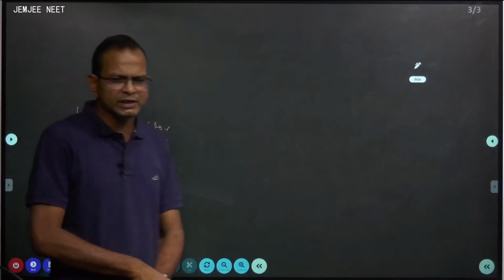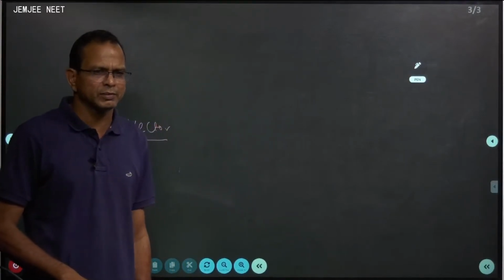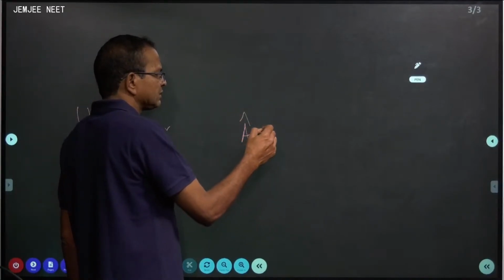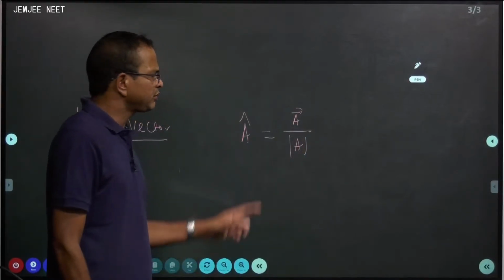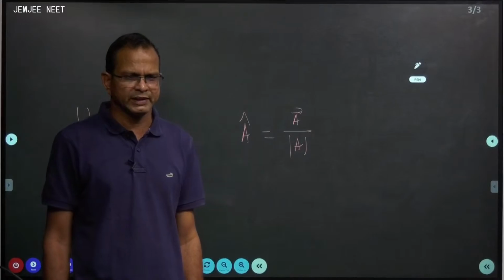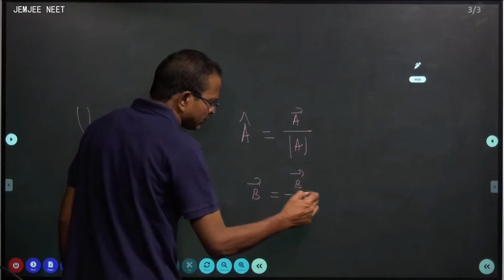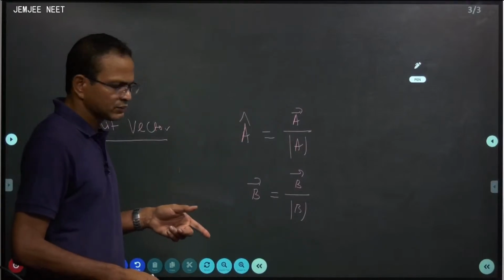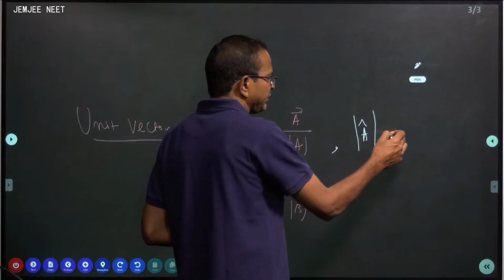A vector divided by its own magnitude, the ratio between a vector and its magnitude, is called a unit vector. So A cap is the unit vector, which is nothing but A vector by A modulus. So what is B cap? B vector by B modulus. If I take the magnitude of A cap, my answer must be 1.